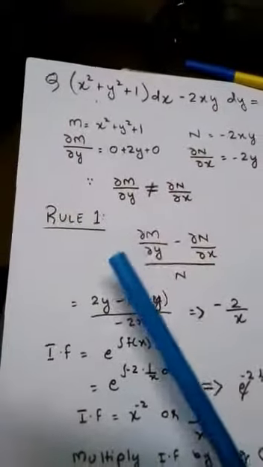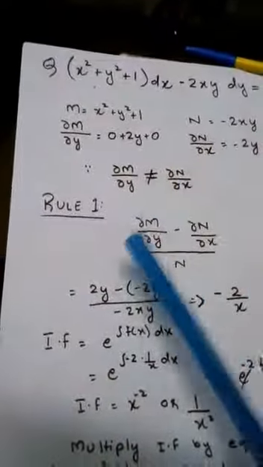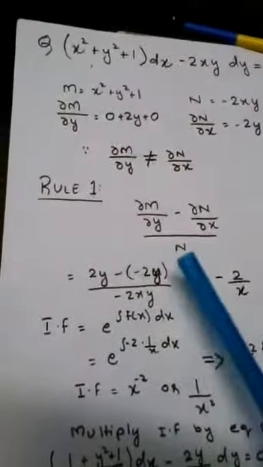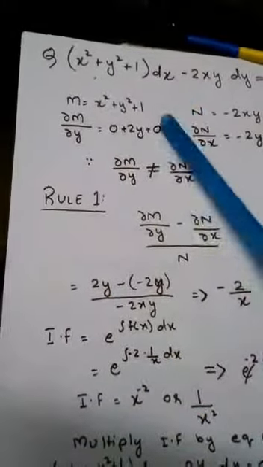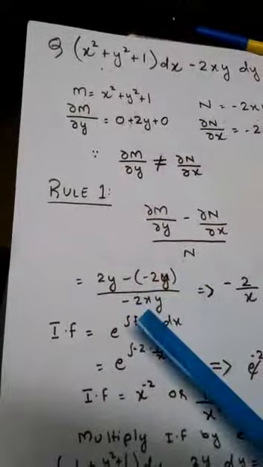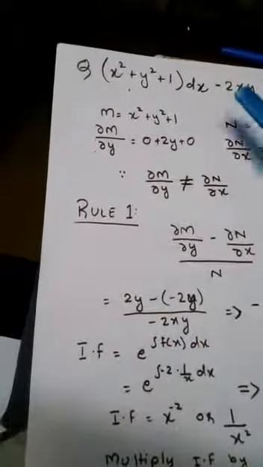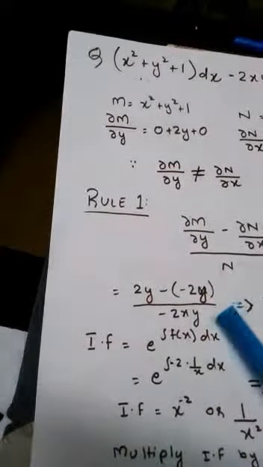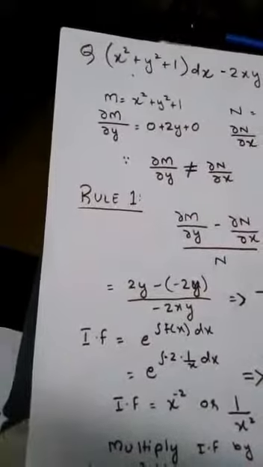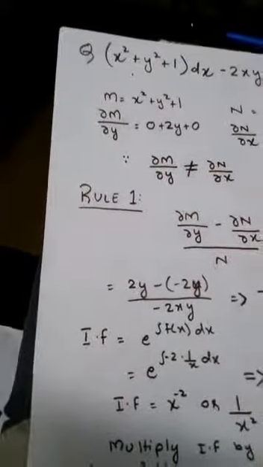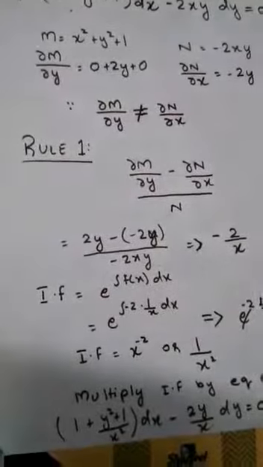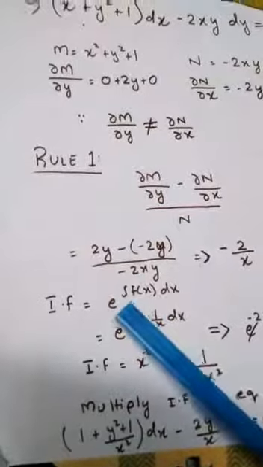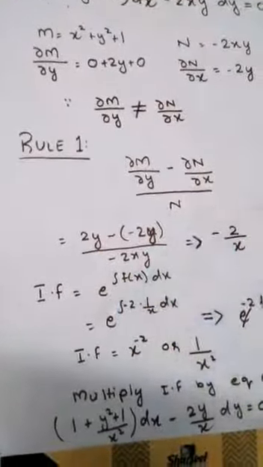Rule 1 says the function of x is equal to (∂M/∂y − ∂N/∂x) upon the term of N. We simply put down the values. You can see the N from over here, it goes right behind over here, and we simply do the maths calculation. We find a term, function of x. Now we have to find the integrating factor, and to find it we have a formula: IF is equal to e to the power integration of function of x with respect to dx.